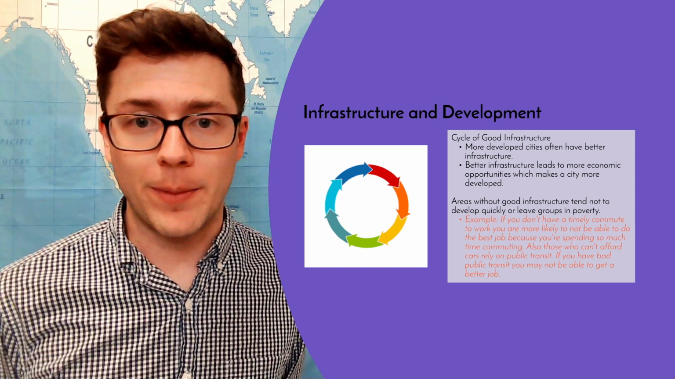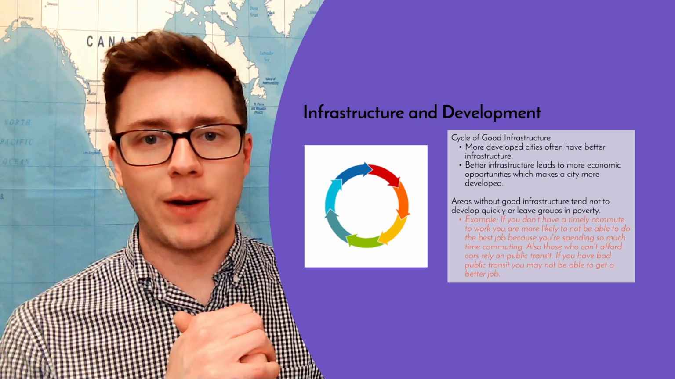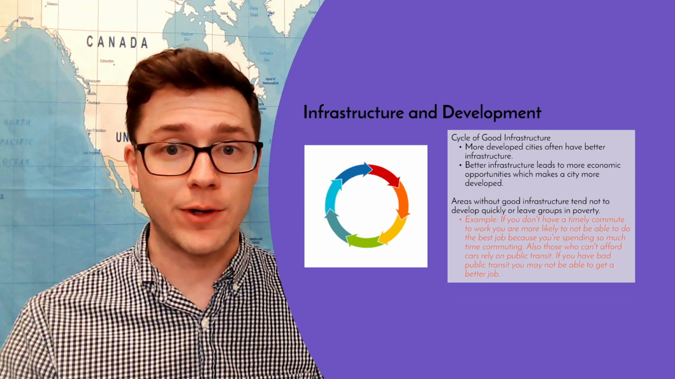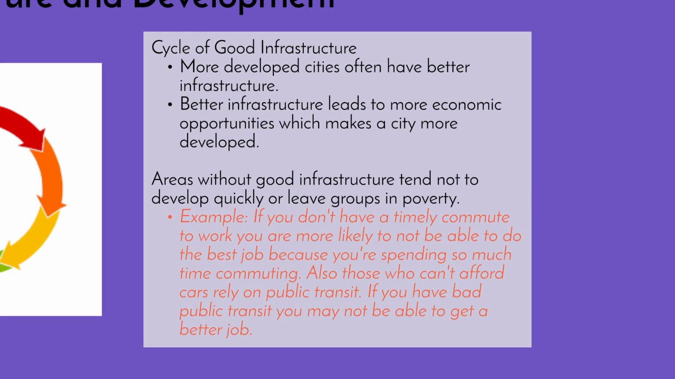So infrastructure and development. There's a cycle that takes place with infrastructure where if you have good infrastructure, it helps to further the lives of your citizens. So a good cycle of infrastructure shows that developed cities often have better infrastructure. This better infrastructure leads to more economic opportunities. Think about someone who lives in a part of the city that's very dense. If they are from a lower class background and don't have as much money, they are able to get connected by getting on a piece of public transit and take their public transit for a short commute to a job in a better part of town.